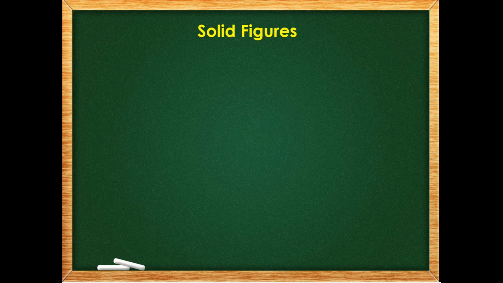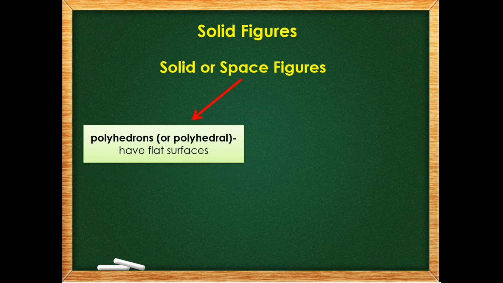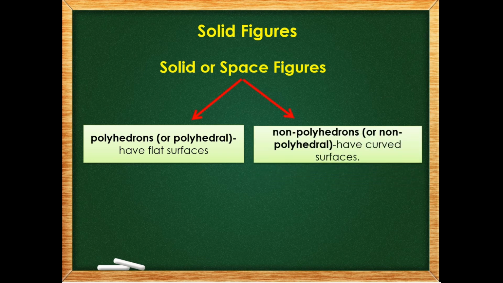Solid or space figures have 2 categories. First, it can be polyhedrons or polyhedral that have flat faces or surfaces. And another one is the non-polyhedrons or non-polyhedral which have curved surfaces. Again, polyhedrons have flat surfaces, while non-polyhedrons have curved surfaces.